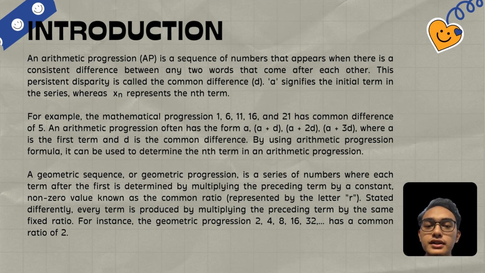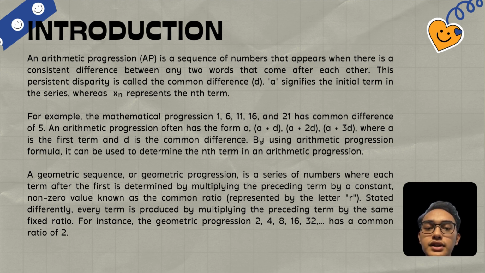An arithmetic progression is a sequence of numbers that appears when there is a consistent difference between any two terms that come after each other. This persistent disparity is called the common difference, also known as D. A signifies the initial term in the series, whereas X n represents the end term. For example, the arithmetic progression 1, 6, 11, 16 and 21 has a common difference of 5.